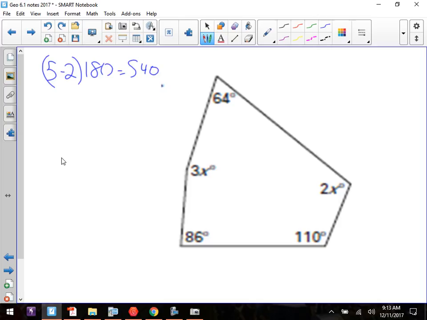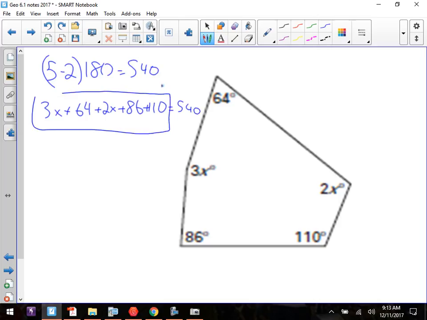Well, 3x plus 64 plus 2x plus 86 plus 110. And this winds up being a giant combined like terms problem. 5x, 64 and 1 is 130, I believe. 130, 130, 110 is 240. Okay. And you get that, and you wind up with a very quick 2-step equation.